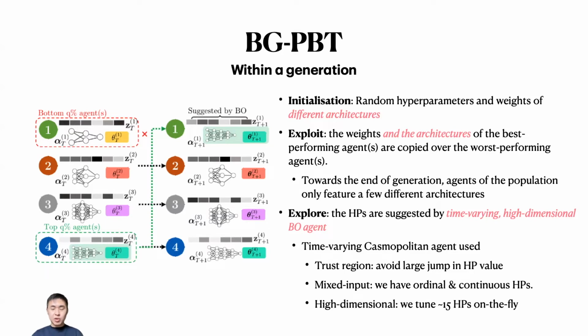Secondly, it supports mixed input. This is important because we have both ordinal and continuous hyperparameters. The ordinal hyperparameters include, for example, the number of updates per epoch, whereas continuous hyperparameters include things such as the learning rate. It's important that we treat different hyperparameters differently. And lastly, it also supports high-dimensional BO. This is important because we tune more than a dozen hyperparameters on the fly, a number much larger than previous PBT approaches. For example, PB2 only tunes 4 hyperparameters.